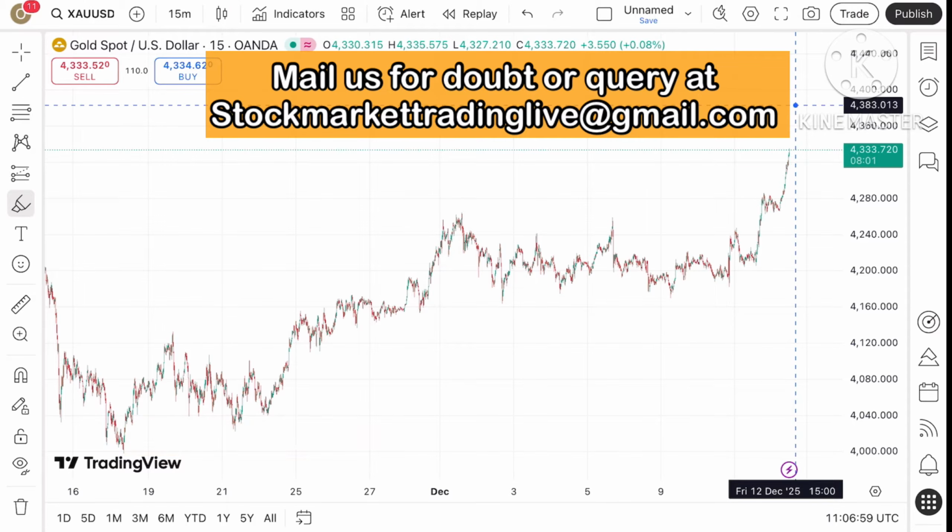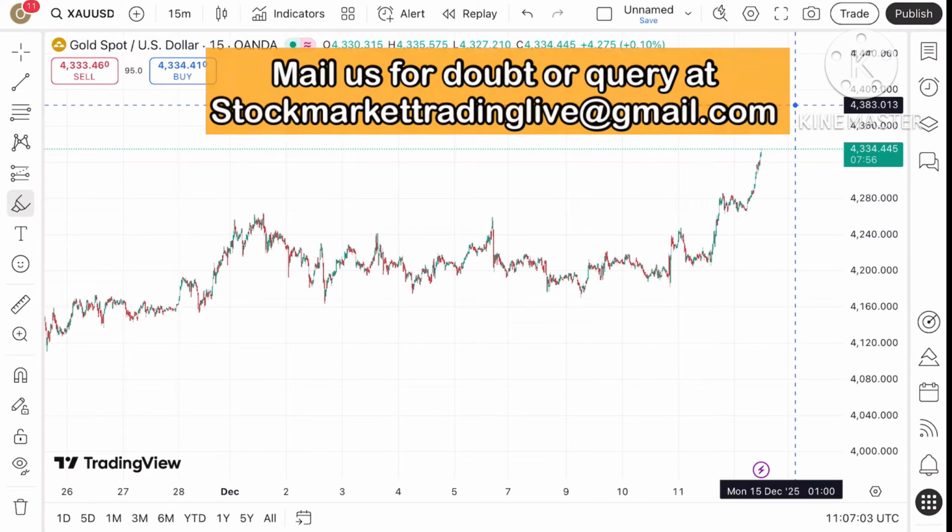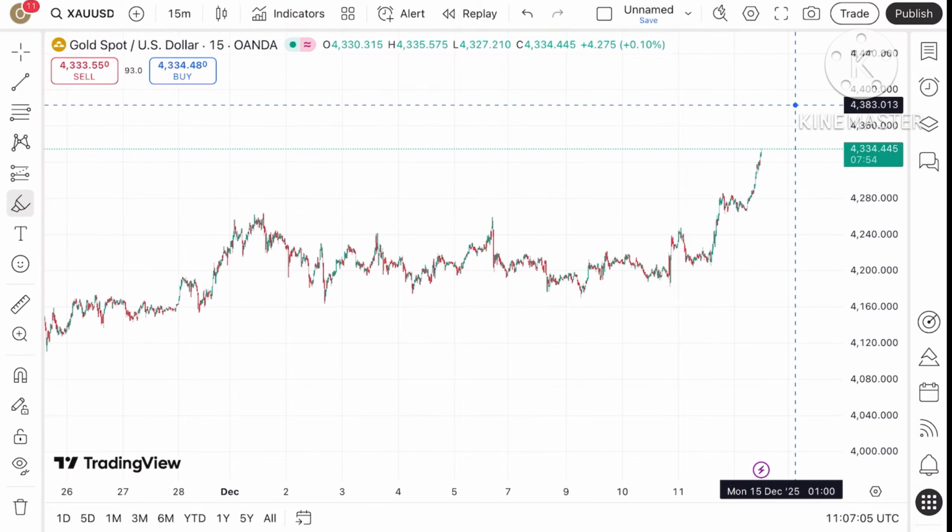This is a 15 minutes chart. Okay, and the price is currently trading at a level of $43.34.45, showing short-term bullish momentum, but some range compression around its high. As you can see, the recent high is around $43.34, which is very close to its all-time high.